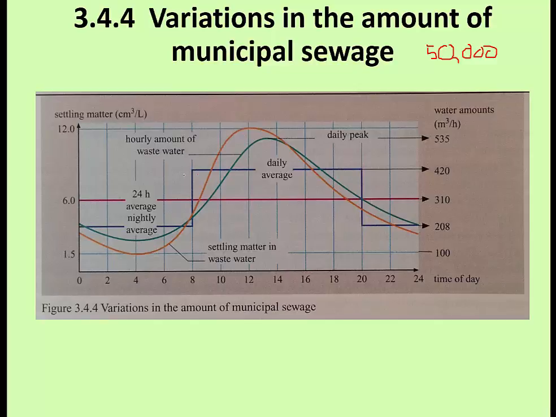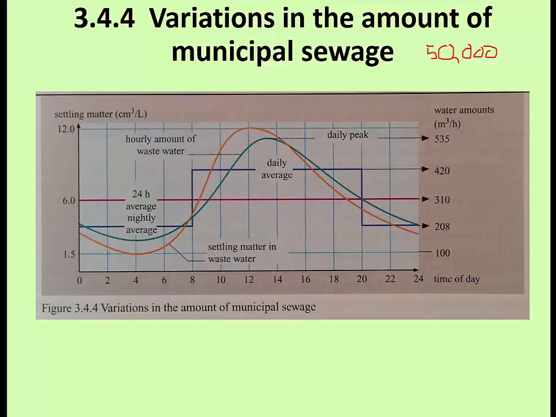Now, if we look at this, the green line that we see right here is the daily, the daily average is the blue as they've averaged it out, but this is kind of how it's fluctuating over time. So this is the amount of matter that's settling out, cubic centimeters per liter that's settling out. So we're all the way from 0 to 1 all the way up to about 12 cubic centimeters per liter.